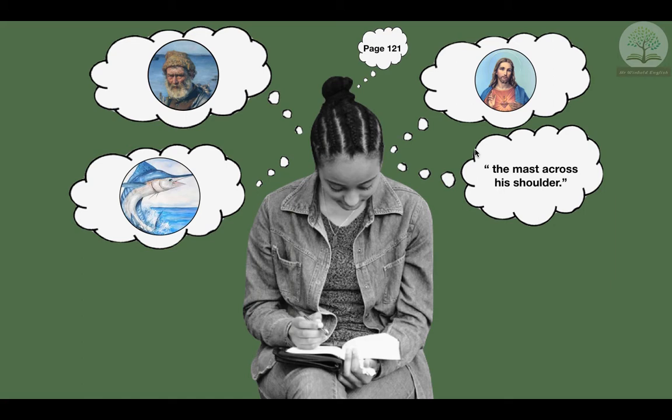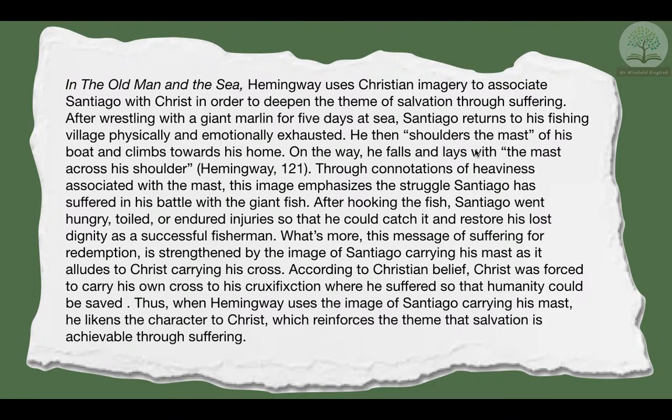In order for you to put all this together, you need to organize your writing and make sure it's clear, with a claim, evidence, analysis, and relating your ideas back to the main point of your writing. Let's look at an example of this. In The Old Man and the Sea, Hemingway uses Christian imagery to associate Santiago with Christ in order to deepen the theme of salvation through suffering.